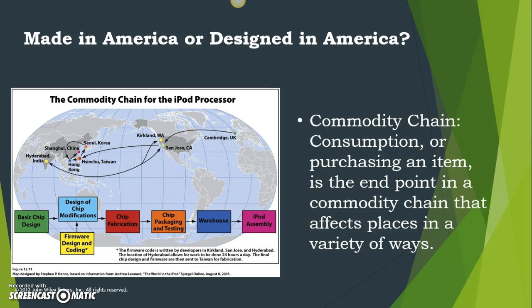Okay, so if we take a look, for instance, at an iPod processor, right, and the processor is the chip that tells your iPod which songs to play and lets you sort them out and lets the iPod find them and all that stuff. We've got our basic chip design, right, and that occurs really probably looks like in the UK somewhere. Then we've got chip modifications, and those occur mostly in the US, right, along with the firmware design and the coding.